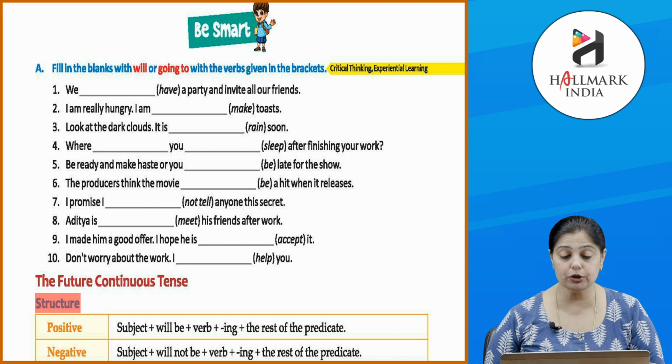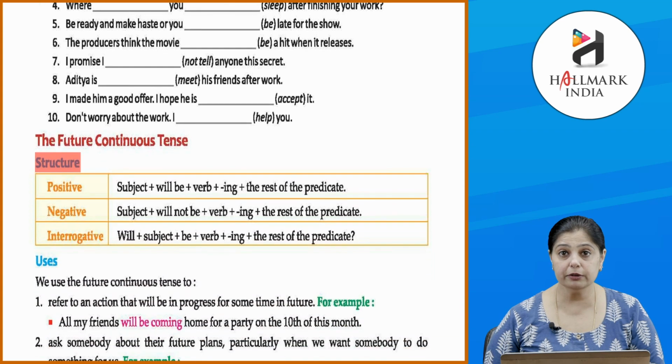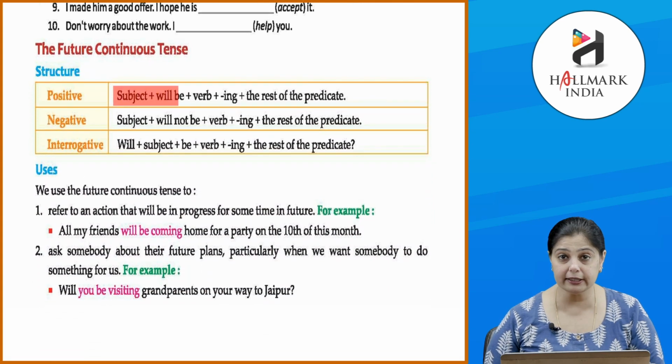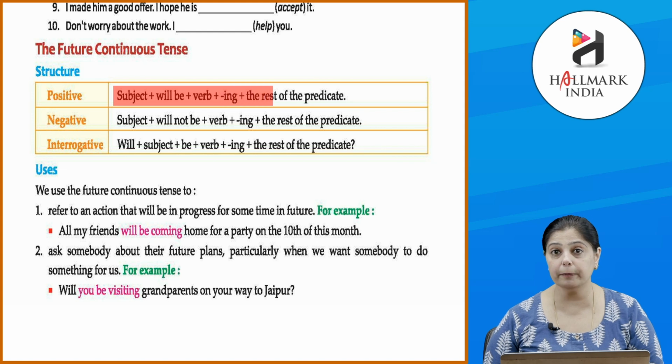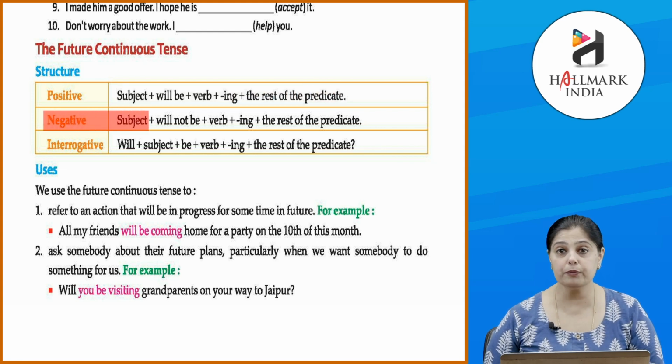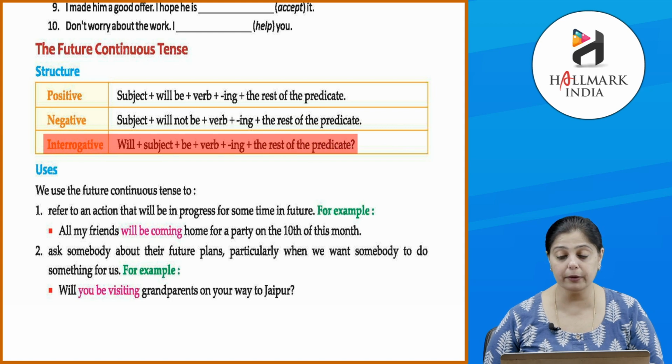Positive, okay, the structure would be: for the positive it will be subject plus will be plus verb plus ing plus the rest of the predicate. Negative, subject plus will not be plus verb plus ing plus the rest of the predicate. And interrogative will be will plus subject plus be plus verb plus ing plus the rest of the predicate.